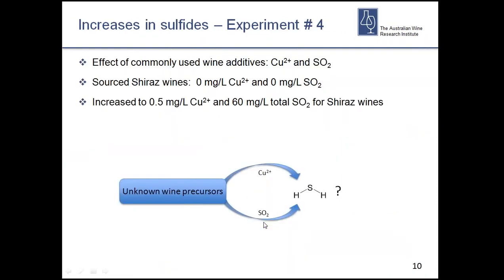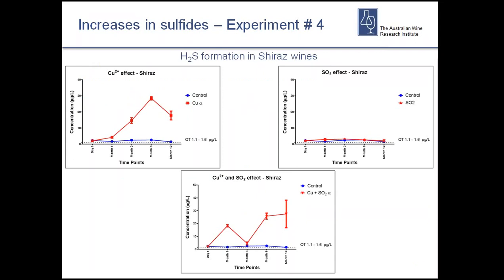So another aspect of our study, experiment number 4, was where we looked at our Shiraz wines, and in these wines we were also looking for the effect of copper and SO2, as well as the combined effect of copper and SO2, on the formation of hydrogen sulfide. Initially the concentrations of copper and SO2 were 0 in the Shiraz wines, and then we increased these concentrations to 0.5 micrograms per liter of copper and 60 micrograms per liter of SO2 in the Shiraz wines. So let's have a look at some of the results.